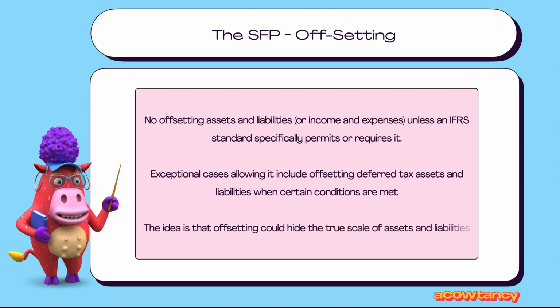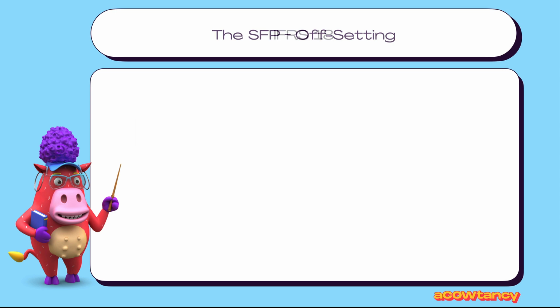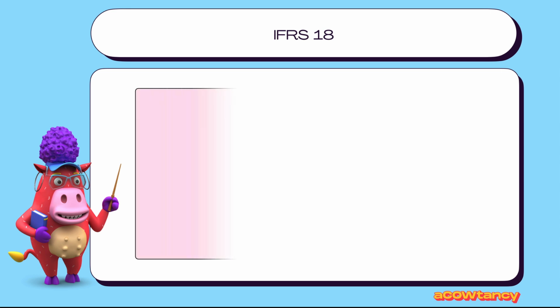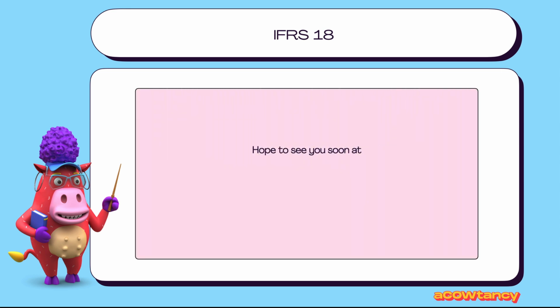But the general rule is you don't offset, because if it was 100 assets and 80 liabilities, we don't want to know the net 20. I want to know the 100 assets and the 80 liabilities. So that's true for deferred tax, and also a little bit of IFRS 9 as well. So that was IFRS 18, a quick overview of it. Hope it helped, hope you find it useful, and even more so, I hope to see you at aCOWtancy.com really soon.